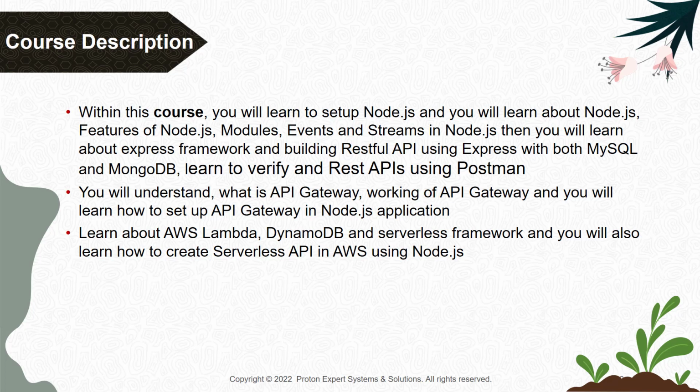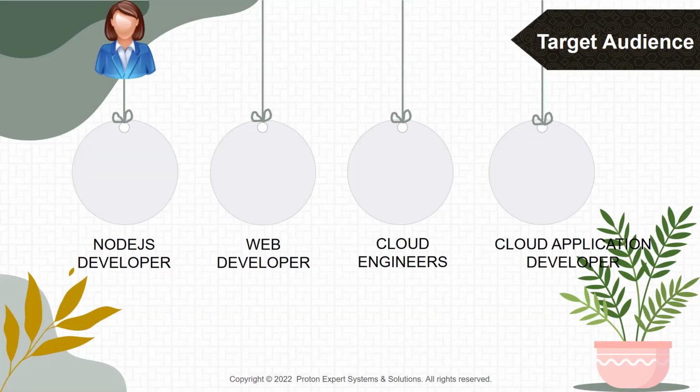You will understand what is API gateway, working of API gateway, and you will learn how to set up API gateway in Node.js application. Lastly, you will learn about AWS Lambda, DynamoDB and serverless framework, and you will also learn how to create serverless API in AWS using Node.js.